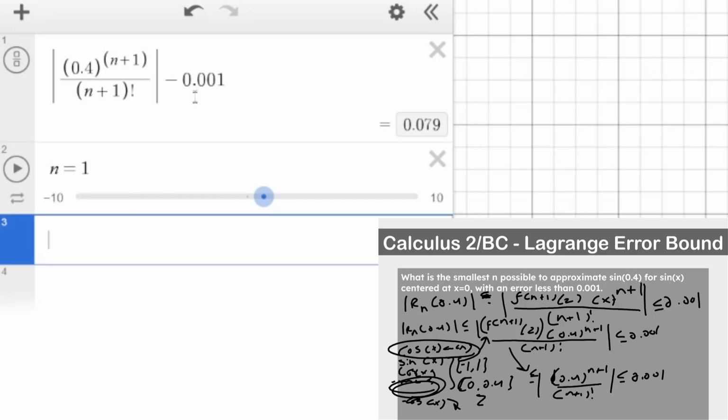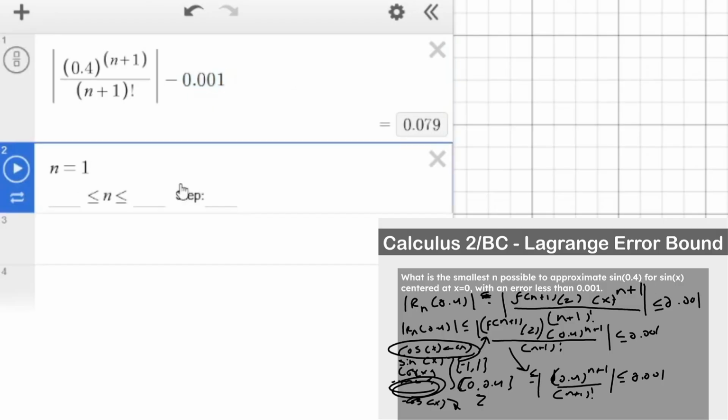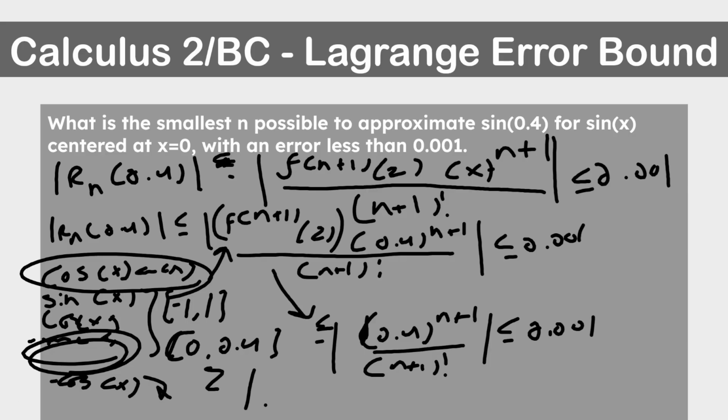So here we have the equation determined in the last part, and we have the error that we want to become less than, and we have our n here. We're going to keep on plugging in values until our error is less than 0, or the difference is less than 0. So we can see that when n equals 4, the error bound between the actual function and the polynomial is less than 0.001 at degree 4. So we have determined that the remainder of the 4th degree Maclaurin polynomial at 0.4 has an error less than 0.001 for sine of x.